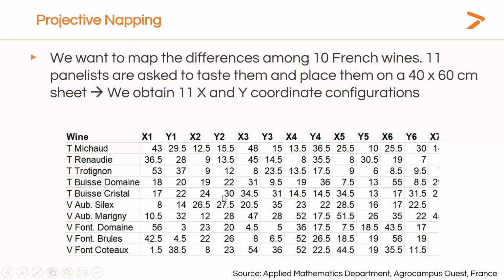So this is how the data looks like. In rows, we have the different wines. And in columns, we have the configuration for each panelist. So this is the configuration for judge number 1, the coordinates of the different wines for judge number 1, number 2, number 3. And so on until 11. So STATIS will generate a synthetic map of the distances between products after eliminating the distortions which are linked to each specific judge, as I showed you earlier in this webinar.